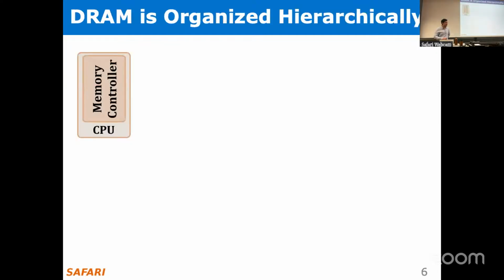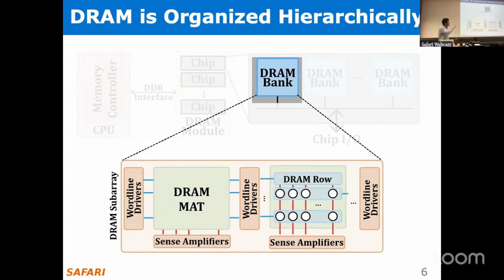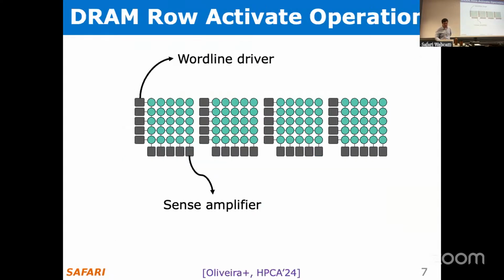I'll skip the background on DRAM. You know these already. Maybe a DRAM mat is what we have multiple of inside the DRAM subarray. And inside the mat, you have the rows, the DRAM cells distributed onto a two-dimensional array. This is a different and more detailed view of the DRAM subarray. And we will look at this to understand how activate commands work.